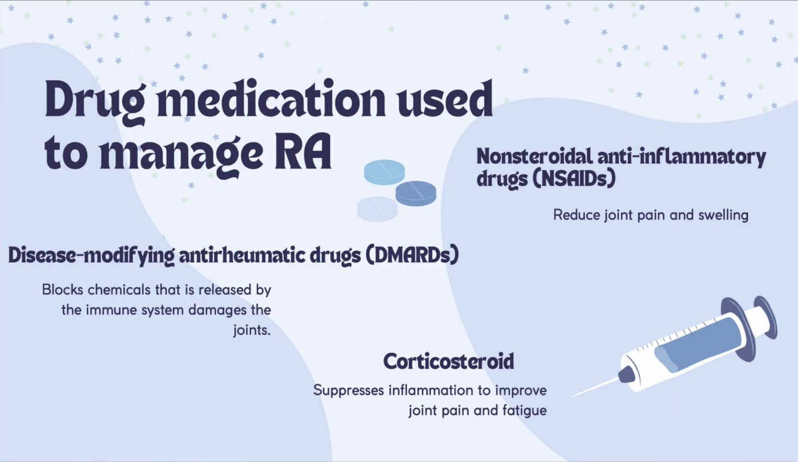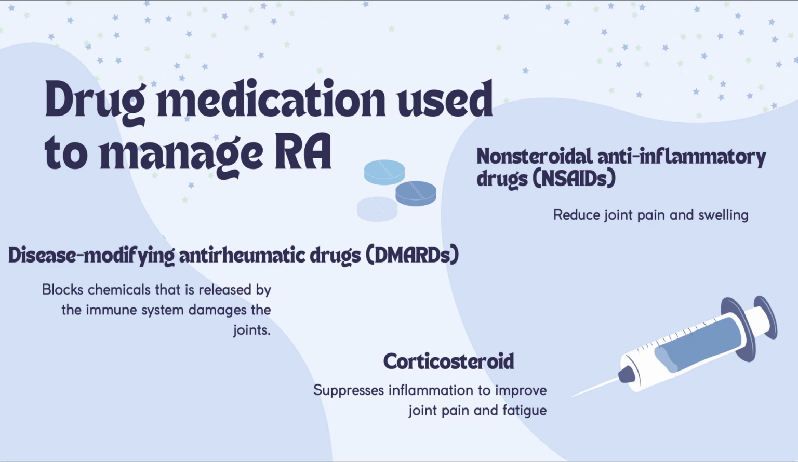Next, we will discuss the different drug medications used for rheumatoid arthritis. The first one we will discuss is the non-steroidal anti-inflammatory drugs or NSAIDs, which is typically prescribed by your doctor. This helps decrease joint pain and swelling, but does not alter progression of the disease. Next, we have corticosteroids, which help produce rapid and potent suppression of inflammation with improvement in joint pain and also fatigue.